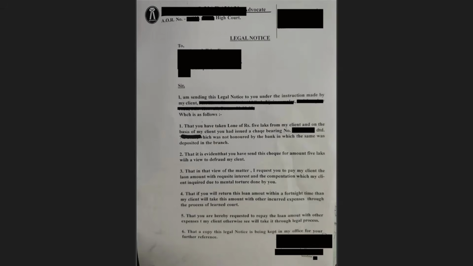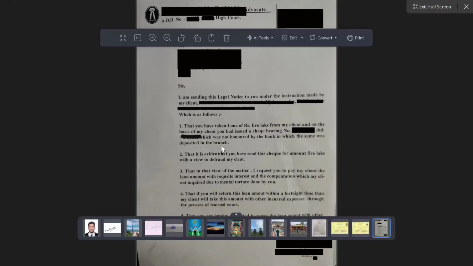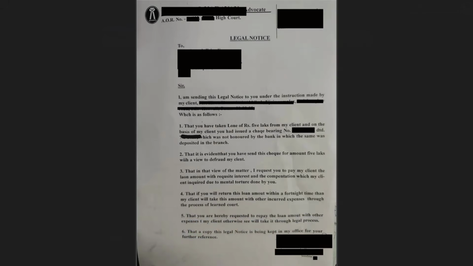Okay. Then it is written that you have taken a loan of rupees 5 lakhs from my client. As you can check here, it is written as "LONE". And after that it is written 5 lakhs from my client, and on the basis of that, you had issued a check. That is also wrong. Bearing number this, dated this, which was not honored by the bank in which the same was deposited in the branch.